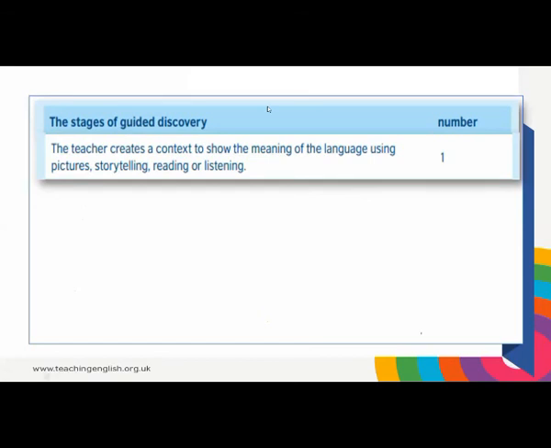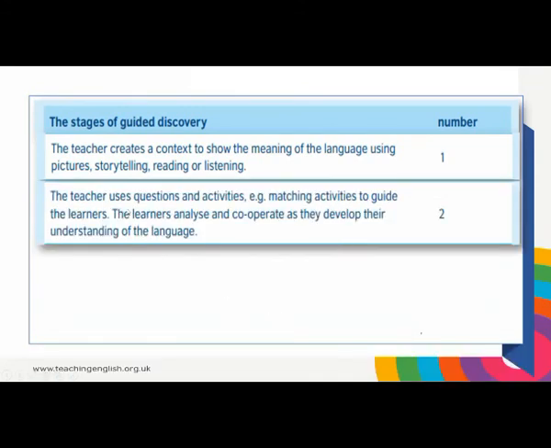The teacher uses questions and activities, examples, matching activities to guide the learners. The learners analyze and cooperate as they develop their understanding of the language. Okay, thank you, Mr. Ahmed. That's right. The teacher uses questions and activities, such as matching activities, to guide the learners. The learners analyze and cooperate as they develop their understanding of the language.